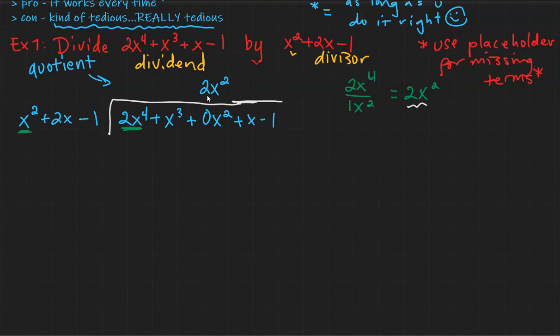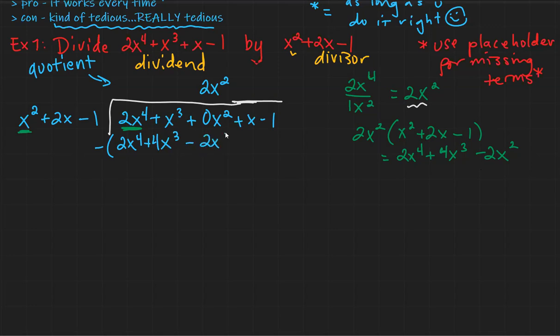So I do the same thing. I do 2x squared times this. So I'm doing the math on the side. So 2x squared times my divisor, x squared plus 2x minus 1. What does that give me? 2x to the fourth plus 4x cubed minus 2x squared. And this is what we're going to subtract off. So let's subtract that off. Minus that whole thing. So minus 2x to the fourth plus 4x cubed. And you want to line it up with the like terms so you know you're subtracting the like terms.